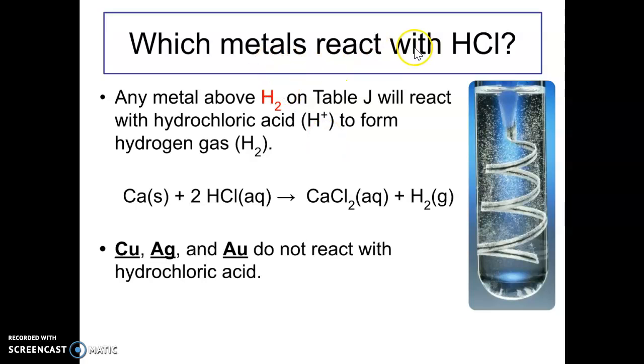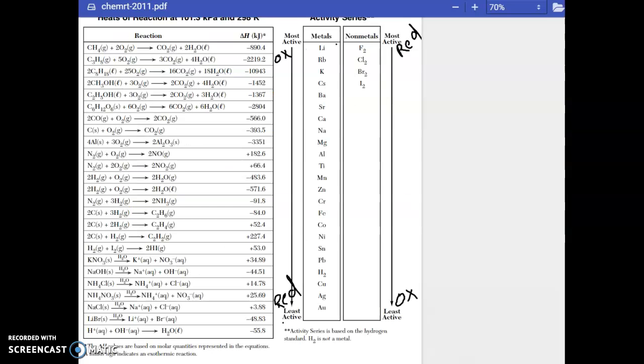So which metals will react with hydrochloric acid? Basically, if you have any metal above H2 on Table J, it will react with hydrochloric acid to form hydrogen gas. So in this case, it's the same idea as before. Here you have your calcium solid and hydrogen's your ion. And if we look here, our calcium solid is right here, and our hydrogen ion would be down here. So that reaction will happen because, again, the solid is written above the ion.